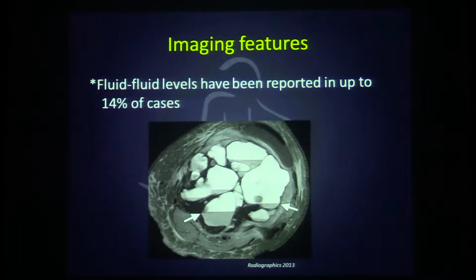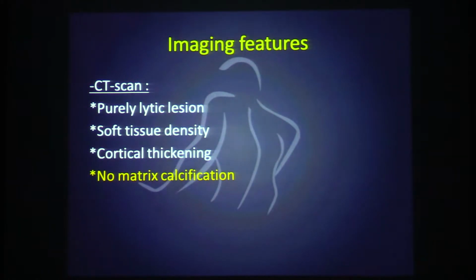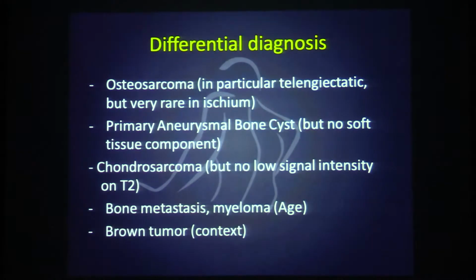The fluid level have been reported in up to 14% of cases, like here. And we can lie down the patient a little bit and take them back in MRI to see this sign of the fluid level. On CT scan, the lesion is purely lytic with soft tissue density, and there is no matrix calcification.